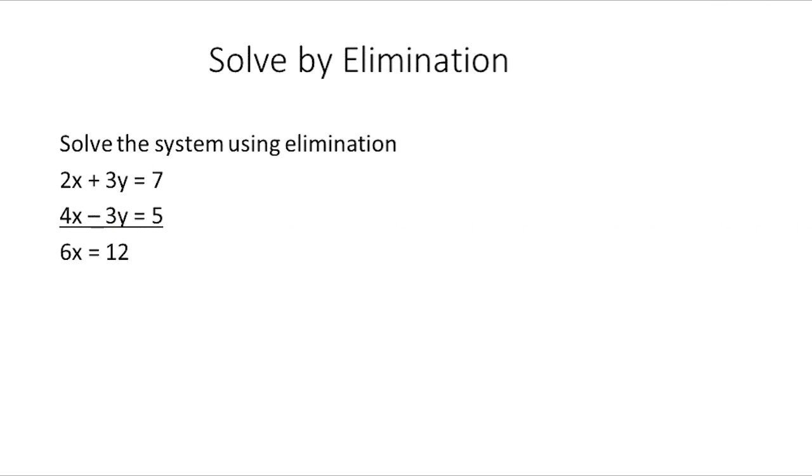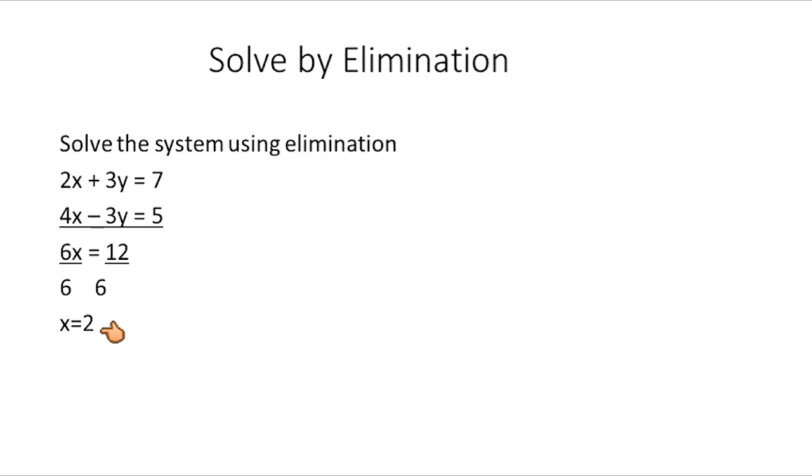So when we add them together, 2x plus 4x is 6x. These y's cancel. 7 plus 5 is 12. Divide by 6, x equals 2. Now we found x to be 2.